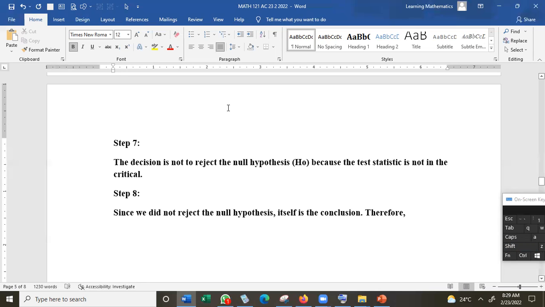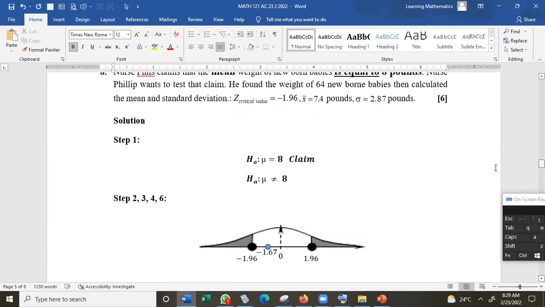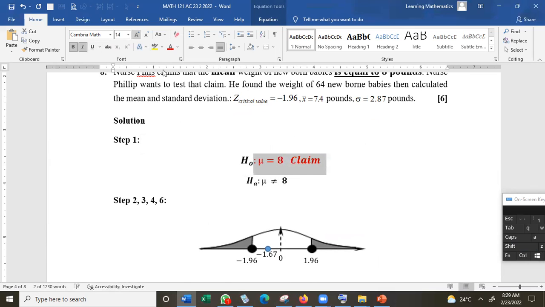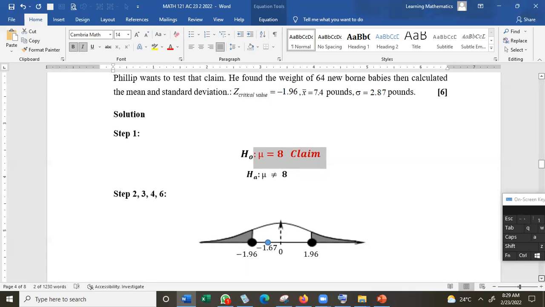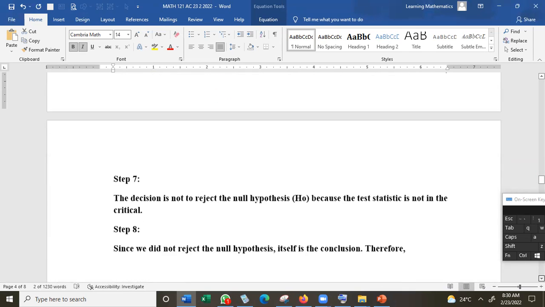So what the null is saying, let's go back to the null. Remember, you always start with 2 statements and you end with 1. One of them is the conclusion. So we did not reject the null. Here's the null. We did not reject it, so therefore, it is the conclusion. The mean is equal to it. The null is the conclusion because we did not reject it, and we have to state it.